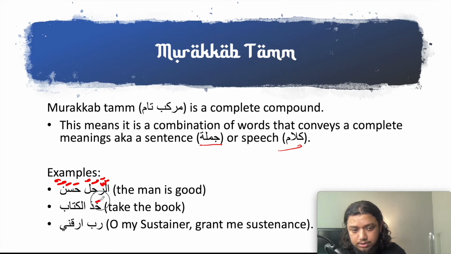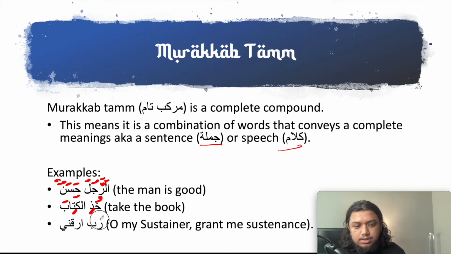Another example is this. Khudil kitaba, take the book. We don't have to worry about the word khud for the time being, because this is an imperative, fi'l amr. We will learn this in future lessons. Likewise, as you can see here, this ends in a fathah, it's maftuh, but we don't have to worry about case endings for the time being. We will start learning this in more detail later on, from around lesson 10 onwards.